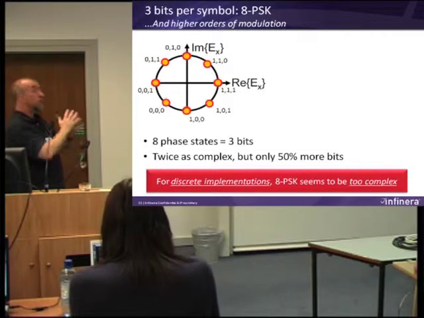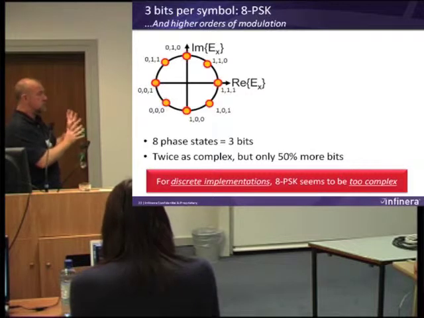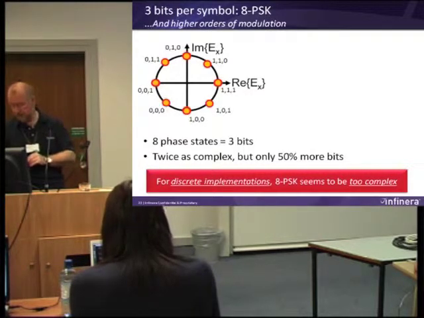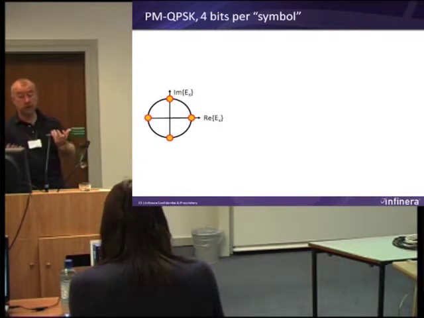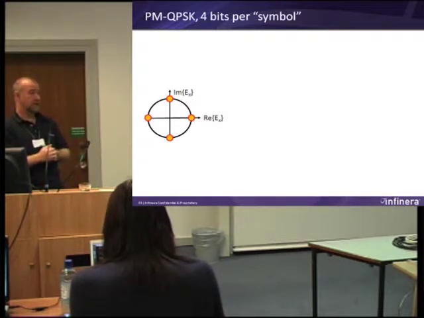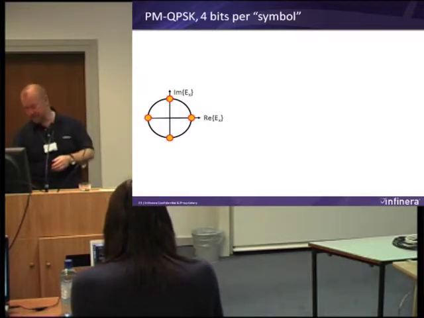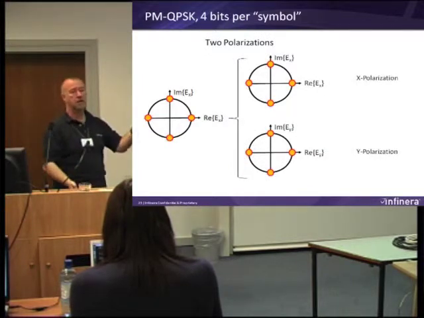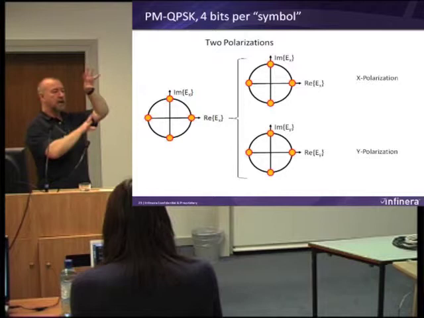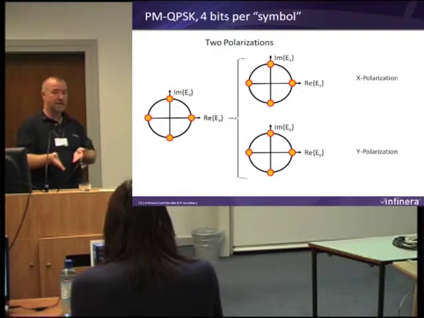And in fact, for discrete component implementations, 8 PSK just hasn't happened. It seems to be too complicated. So is there another way that we can cram more bits in a symbol? Well, we can use polarization. Remember the old advert, do these Foster Grants make me look like Cary Grant's horse, or whatever that particular one was. But we use two polarization states, X and Y polarization. And each polarization has 4 phase states.